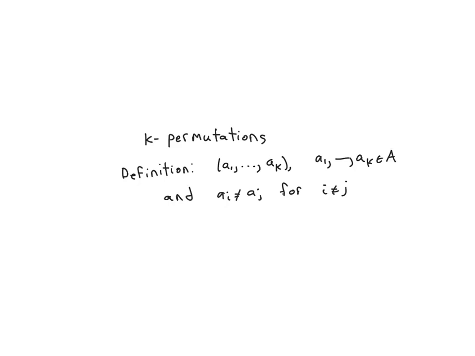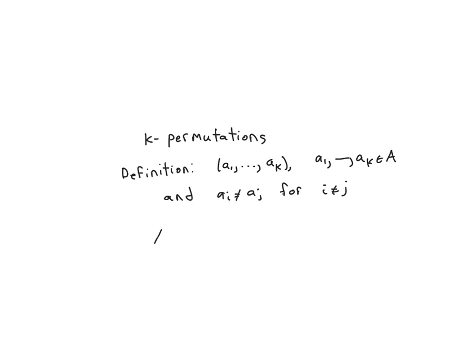In this video, we're going to study k permutations. A k permutation is a sequence of k letters, all taken from the same set, with the requirement that distinct places get distinct entries. That is, for all i and j, if i is not equal to j, then a_i is not equal to a_j.